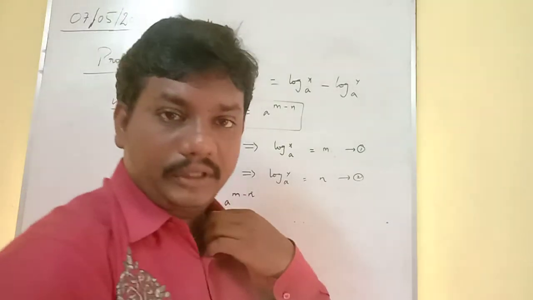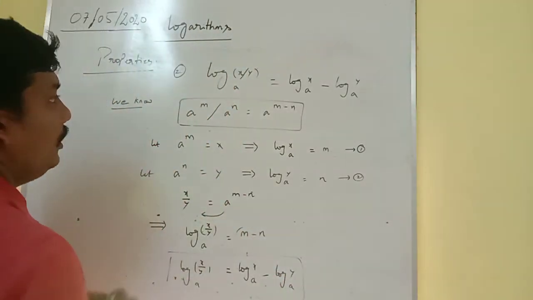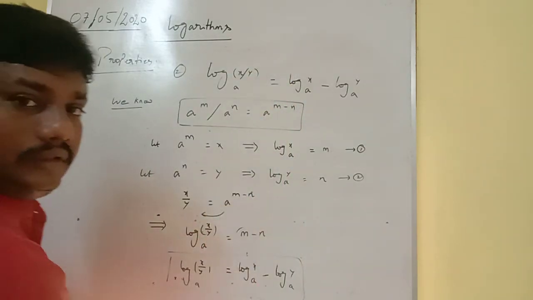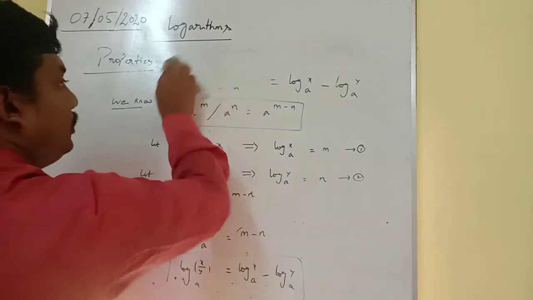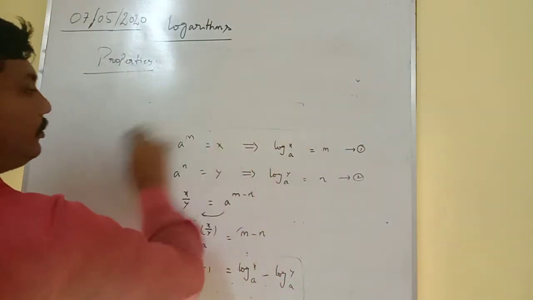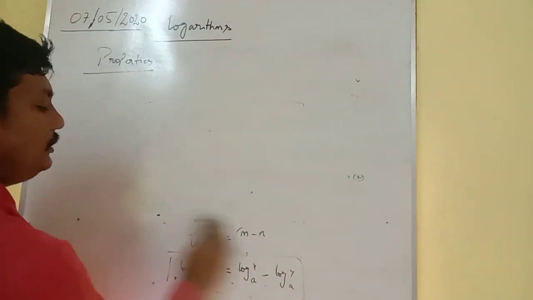Now we have the third property. Let me check. So how to solve? Can you understand this one? Very simple this is, as previously. So now coming to the third property. The third property is also very simple.